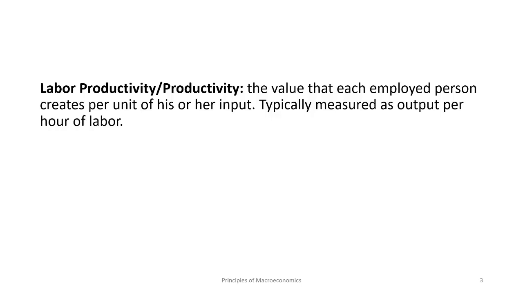Always remember, you get to eat more if you produce more. Since American workers in an hour can produce more, that's why they get to eat more, or they get higher salary. Now a question arises, why do American workers have higher productivity or labor productivity? To understand this, let's get into the next slide.